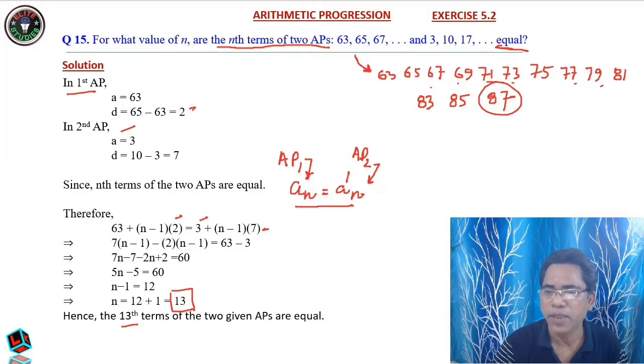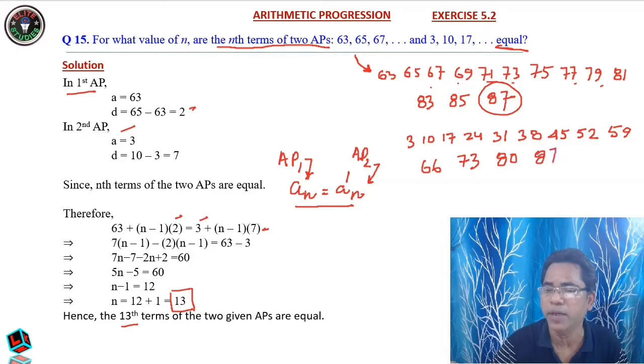Now, for the second AP, the first term is 3, the second term is 10, then 17. The next term is 17 plus 7, which is 24, 24 plus 7 is 31, 31 plus 7 is 38, 38 plus 7 is 45, 45 plus 7 is 52, 52 plus 7 is 59, 59 plus 7 is 66, 66 plus 7 is 73, 73 plus 7 is 80, and 80 plus 7 is 87.